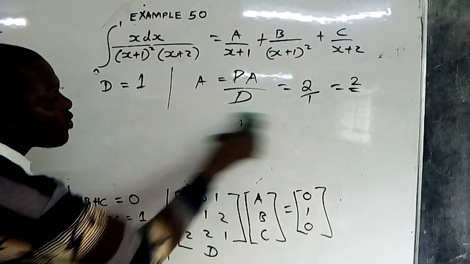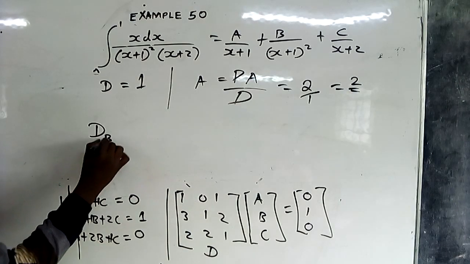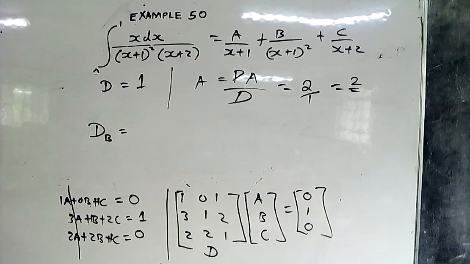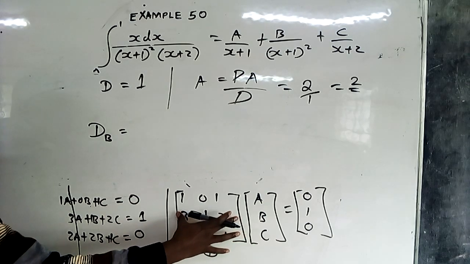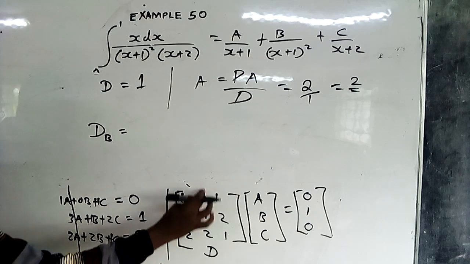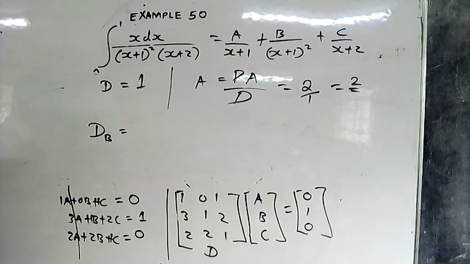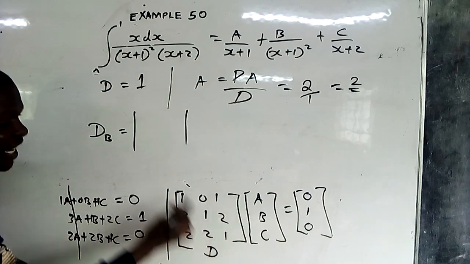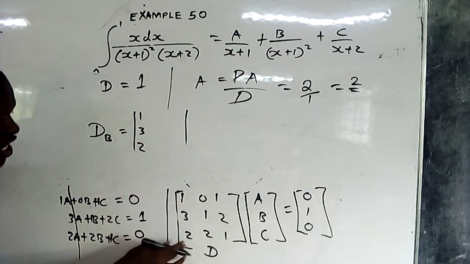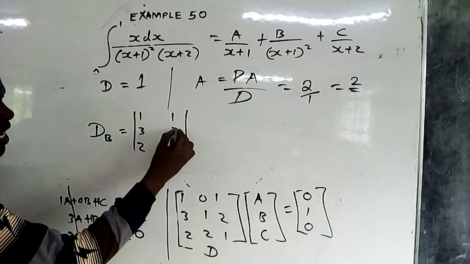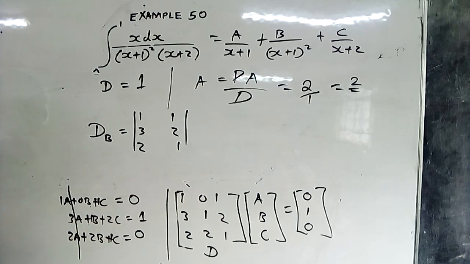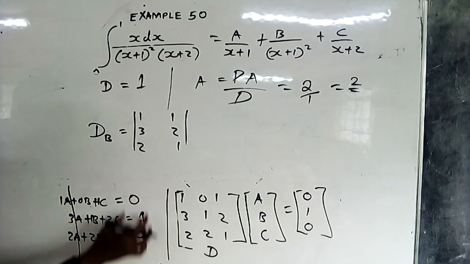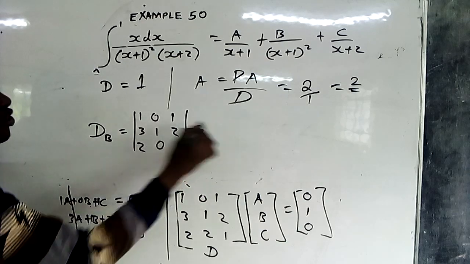Now we want the determinant D of B. Now D of B, you come here and look. This is the second column, you see? Remember the initial matrix, the coefficient matrix, is this, isn't it? So it means we replace the second column for us to get D of B. So the first column remains the way it is in D, the third column remains the way it is in D. The second column is what we replace. So the second column for B we replace with the solution. The solution is 0, 1, 0. So what is D of B?